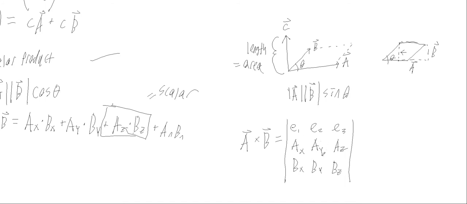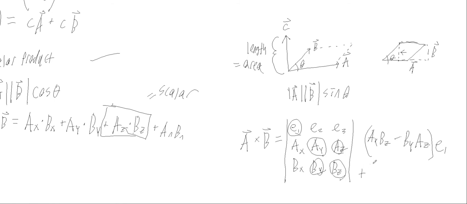AY, multiply that by BZ, so AY BZ, and then you subtract BY times AZ, and we'll put that in parentheses, multiply it by E1, our basis, and then you go on to the next one. So that was E1.